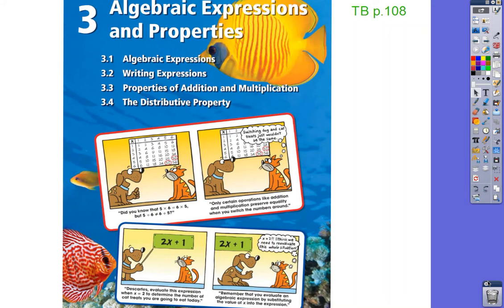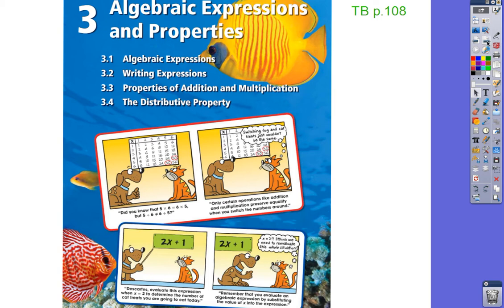Today we are going to begin Chapter 3 in our Big Ideas textbook. The unit is on algebraic expressions and properties. The 4 lessons in Chapter 3 will address an introduction to algebra, writing expressions, the commutative and associative properties of addition and multiplication, and then the last lesson will be on the distributive property.